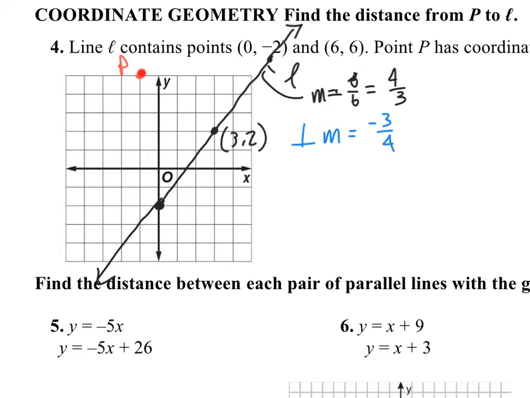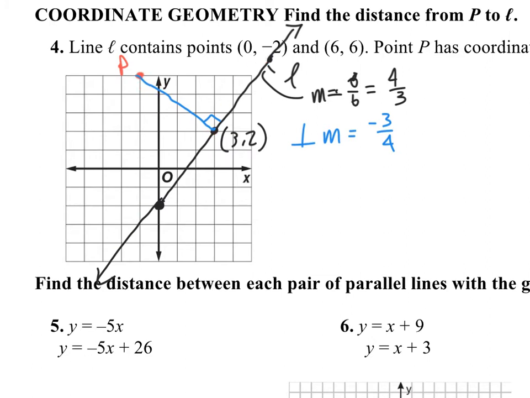I'm going to start at point P, and I'm going to go down 3, 1, 2, 3, and over 1, 2, 3, 4. And that intersects at the point 3, 2. So I'm going to construct that line here real quick. All right? And I know that this is perpendicular. And what we're trying to do is find the distance of this line here. That's the distance between point P and the line L.